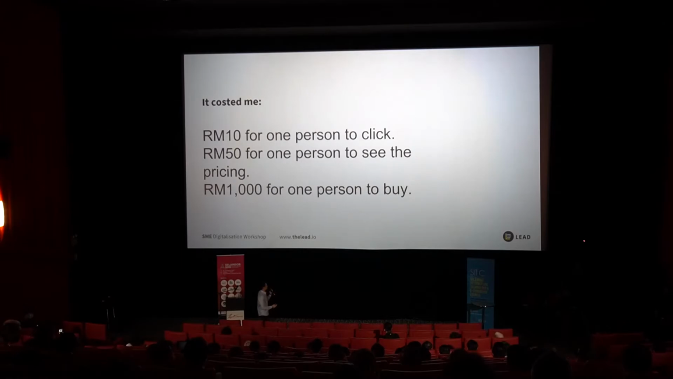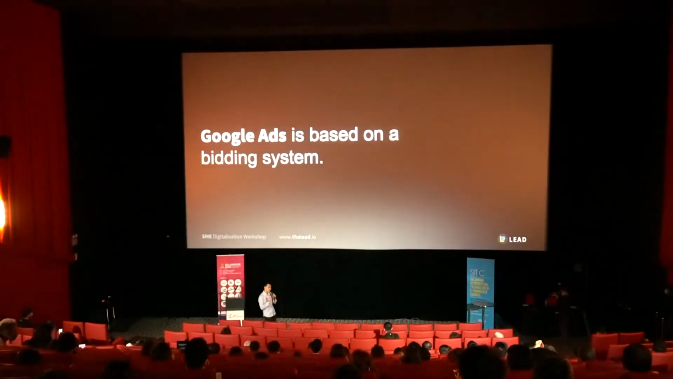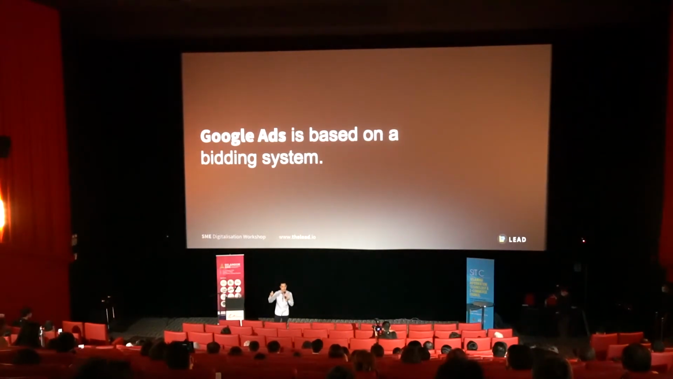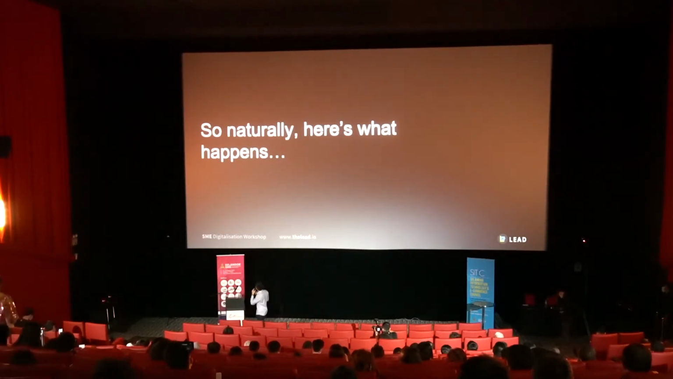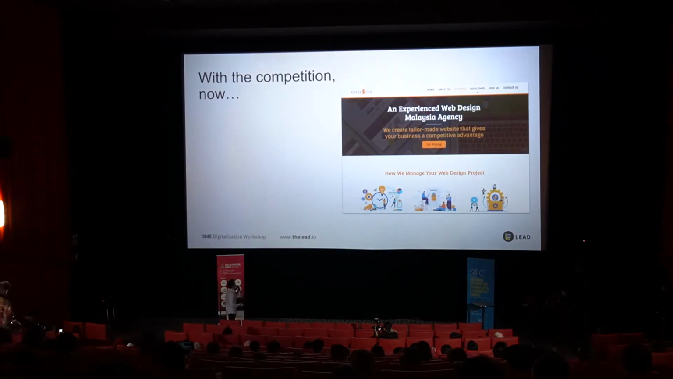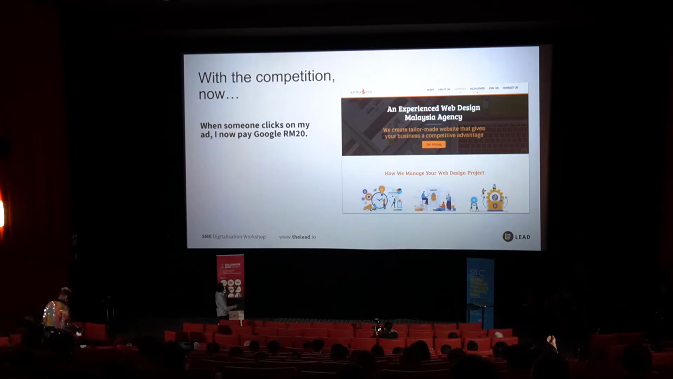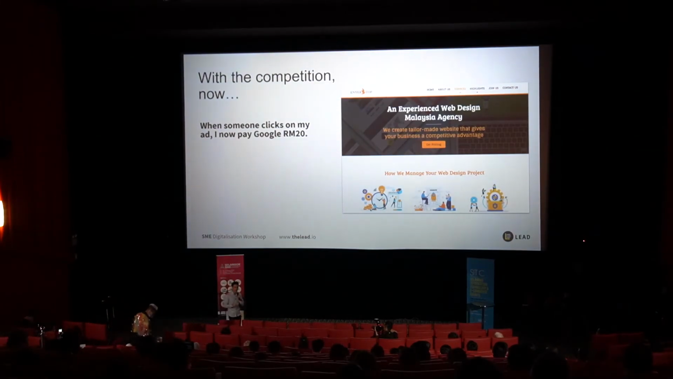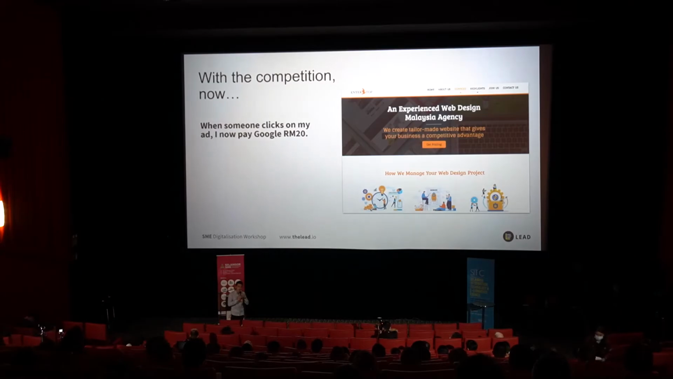Google is based on a bidding system, so our competitors will begin to outbid us. Now, with the competition, when someone clicks on my ad, I now pay Google 20 ringgit. Do you understand how Google works? This is how Google would work. It is important that you understand how this works. So now I pay 20 ringgit because someone outbid me and I want to outbid this person, okay?